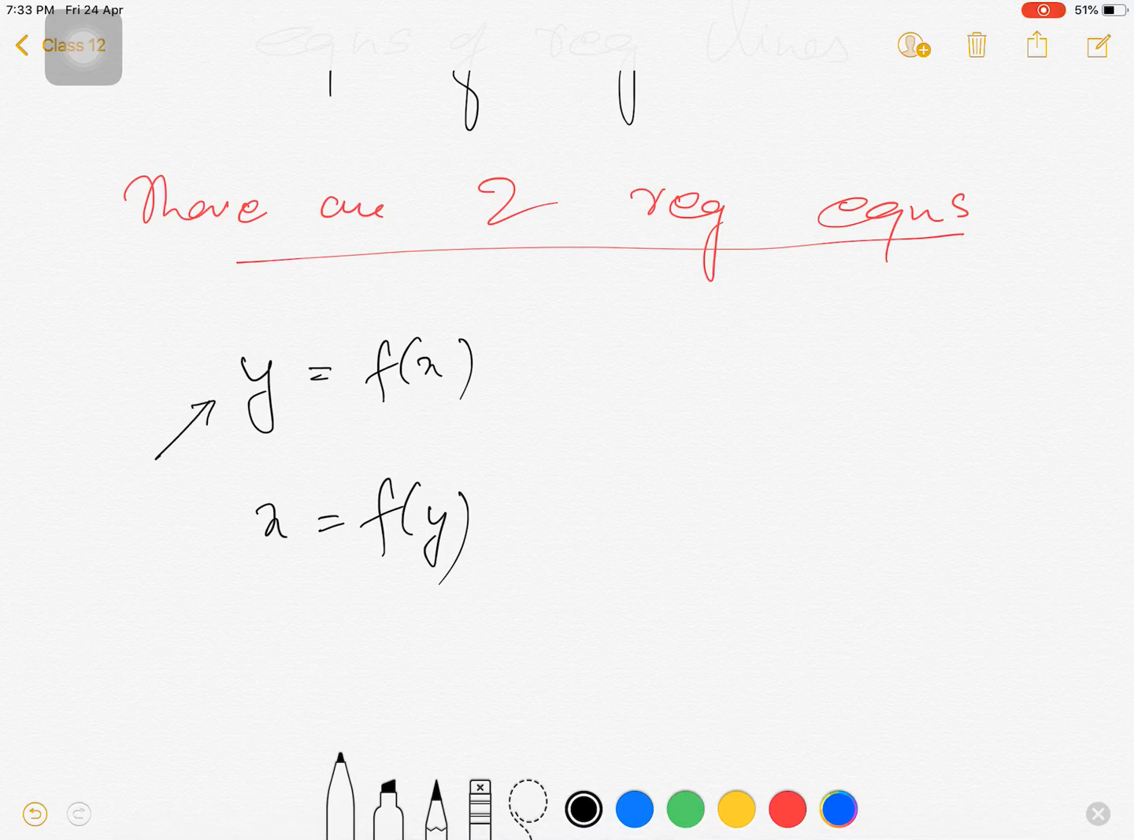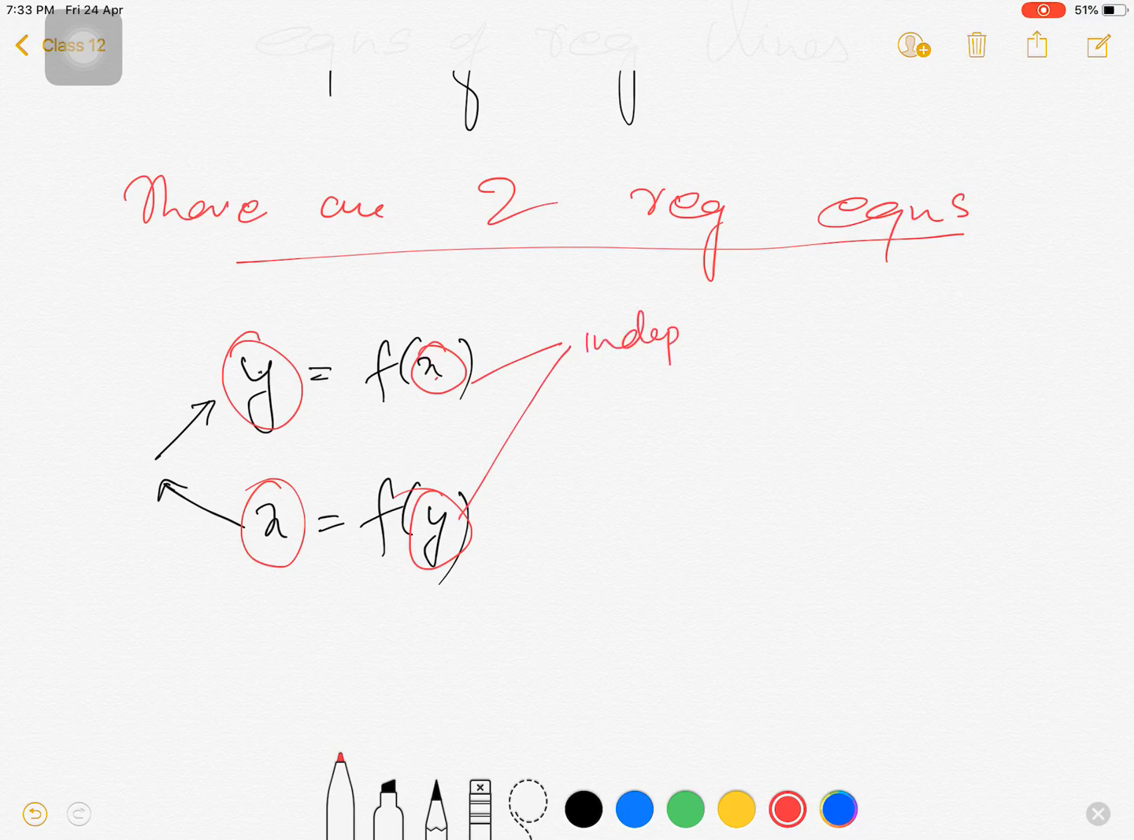As you already know, in the first one, y is dependent; here x is dependent, here x is independent, here y is independent, by the way. So we write independent and we write this dependent. The values of y depend on that of x in the first one. In the second one, the values of x depend on y.